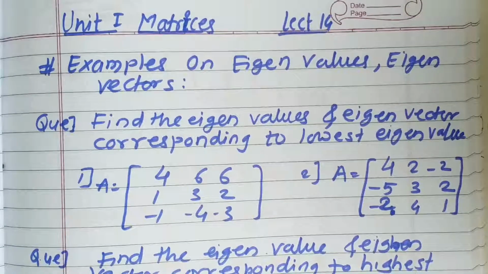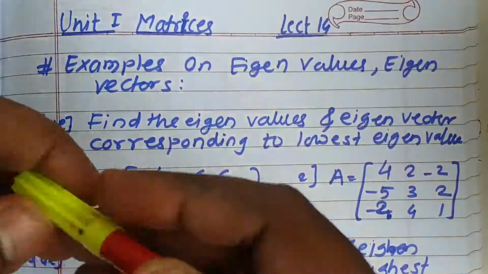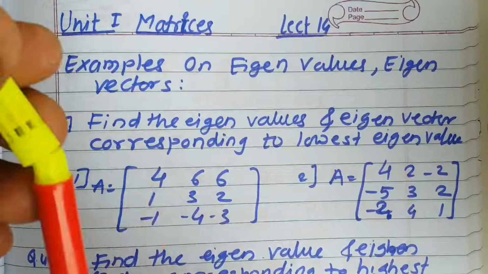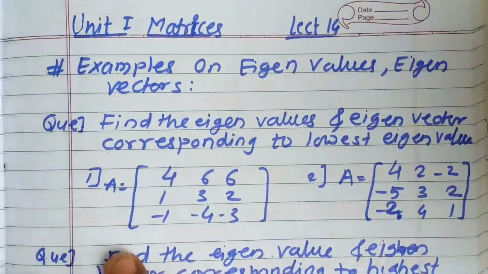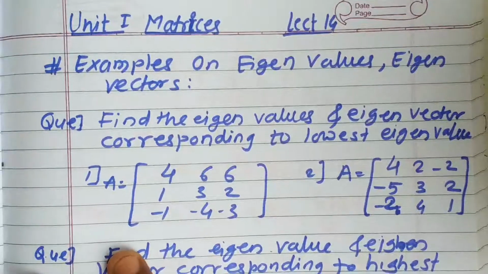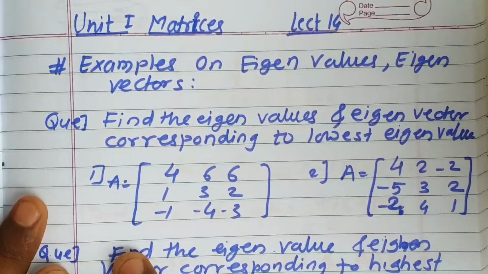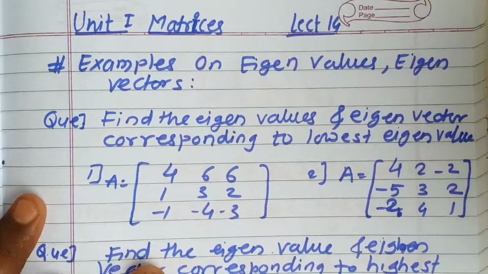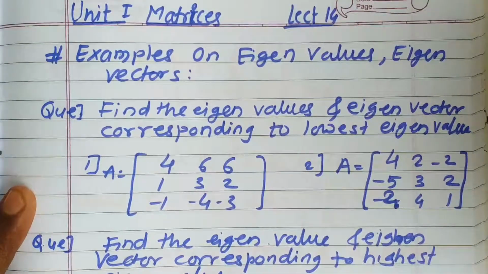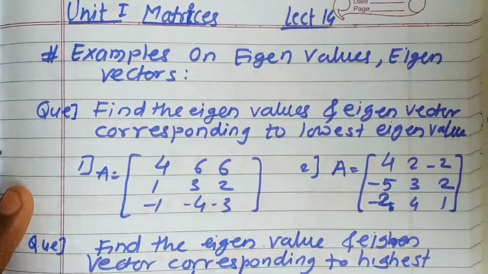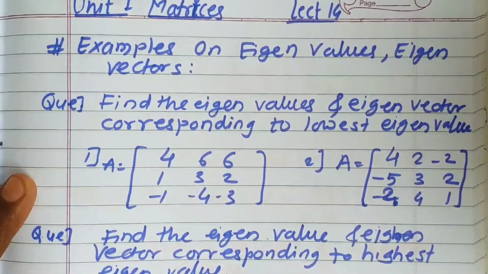In this lecture, we'll take the examples on eigenvalues and eigenvectors. In the previous lecture, we discussed the theory part of eigenvalues and eigenvectors, including the properties. Some results for obtaining the eigenvalues and eigenvectors we also discussed. First I will discuss what type of questions may be asked to you on eigenvalues and eigenvectors, and then we'll do the examples and the calculations.